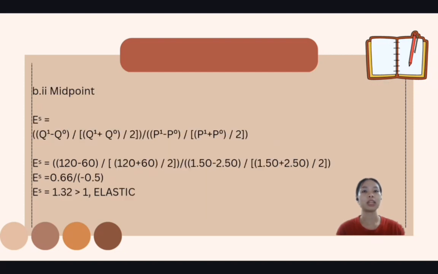Second, using the midpoint method, the formula is Q1 minus Q0 divided by Q1 plus Q0 and divided by 2, then divided by P1 minus P0 divided by P1 plus P0 and divided by 2. So 120 minus 60 divided by 120 plus 60 and divided by 2, then divided by 1 ringgit and 50 cent minus 2 ringgit and 50 cent divided by 1 ringgit and 50 cent plus 2 ringgit and 50 cent and divided by 2. So it will be 0.66 divided by negative 0.5. So the answer is 1.32, which is greater than 1, so it is elastic.